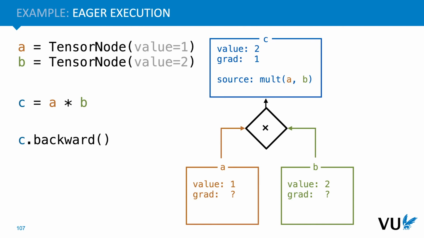We ask the multiplication op, given this gradient over your output C, what is the gradient over your input A? And it tells us that's 2. And what is the gradient over your input B? That's 1. And that gives us the gradients for all the nodes in our computation graph.